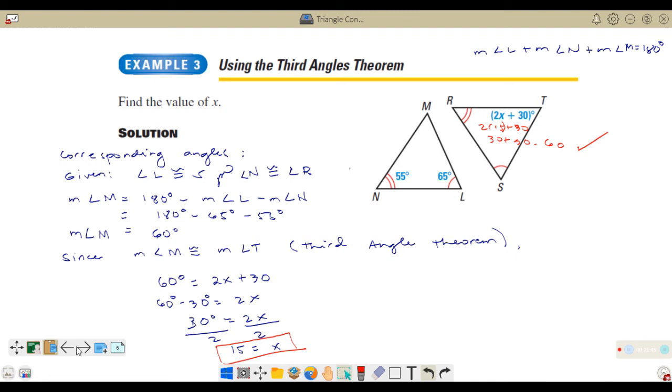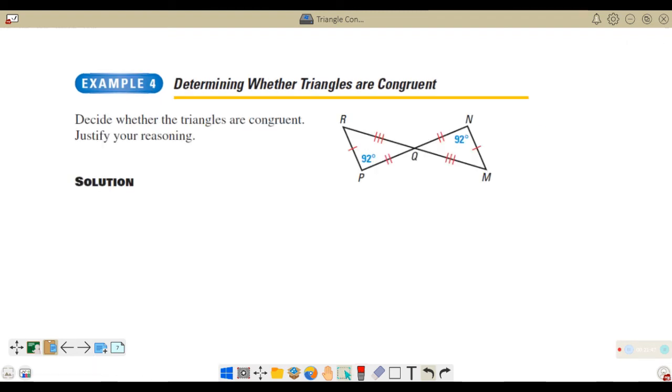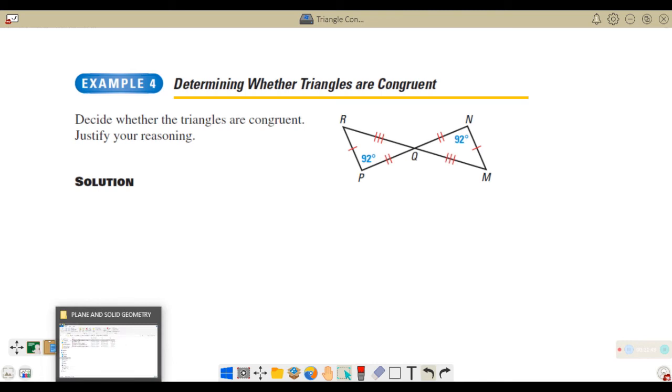Now, let's go to example number 4. Ayan. Determining whether the triangles are congruent. We have here two triangles. We have triangle PQR and triangle MQN. Hindi ko pa sinasabing congruent sila kasi hindi ko pa alam yung arrangement ng mga angles natin and sides. So, decide whether the triangles are congruent and justify your reasoning.